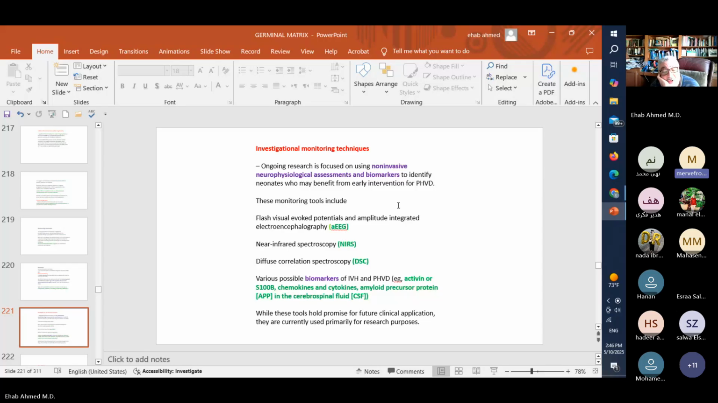If there was initial hemorrhage, correct? Yes, if there was hemorrhage. If there was no hemorrhage, I believe you stop after day 7. Yes. Okay, good.